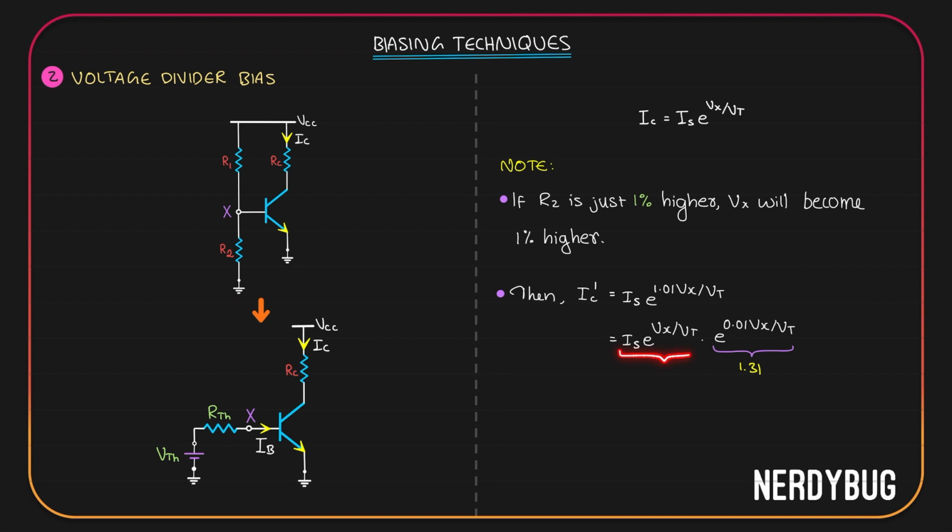Also, what we have over here is Is e raised to Vx by Vt, which is our original collector current. So the new collector current is 1.31 times the original collector current. That means the collector current increased by 31%. R2 changed only 1%. That made our collector current change 31%. So it's true that collector current became relatively independent of beta, but now we have a new problem. It depends on the resistance. This dependence is again going to destabilize our Q point. So we have to do something to stabilize it.